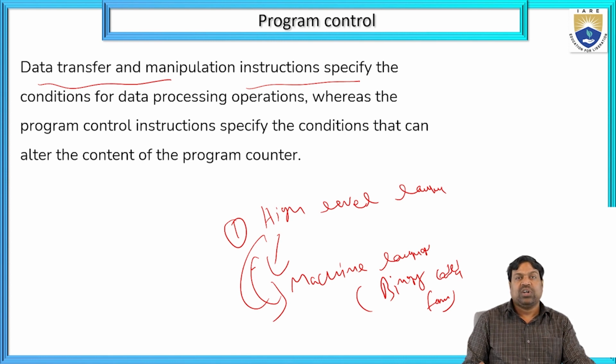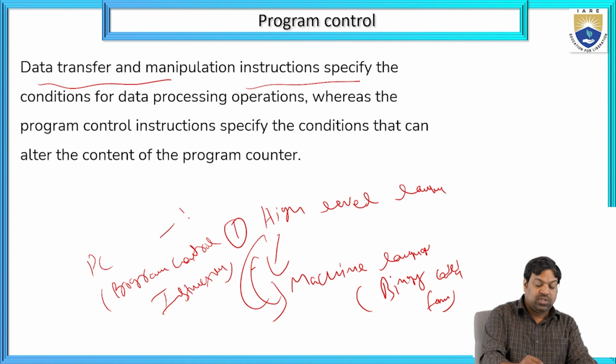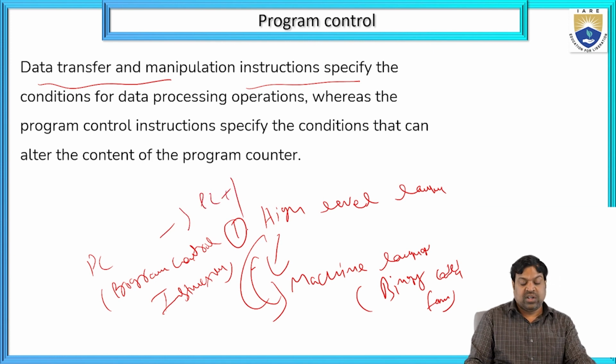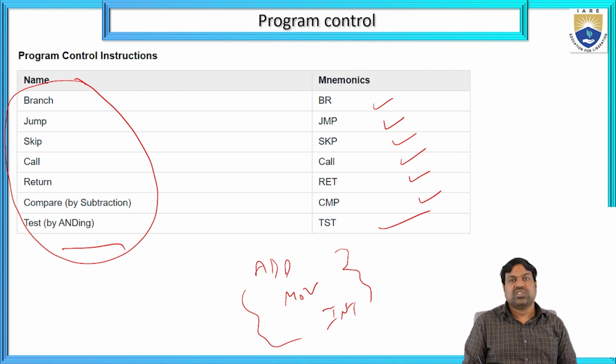So the data transfer and manipulation instructions specify the conditions for data processing operations, whereas the program control instruction, PC tends to PC plus one, specifies the conditions that can alter the content of the program counter. These are the program control instructions with mnemonics, meaning specific codes: branch BR, jump JMP, skip SKP, call, return, compare, and test.